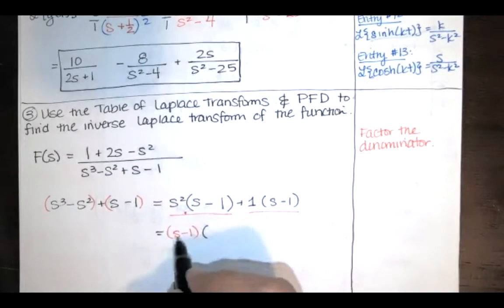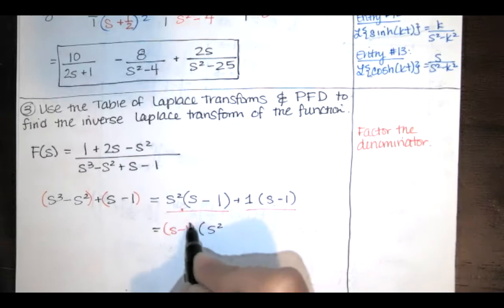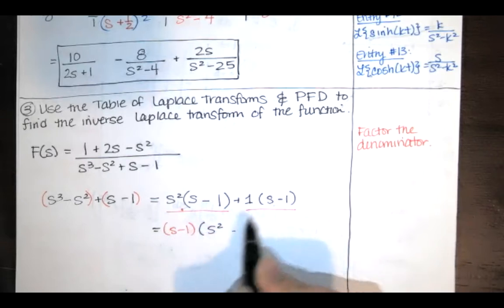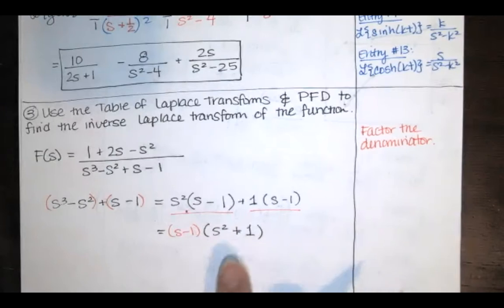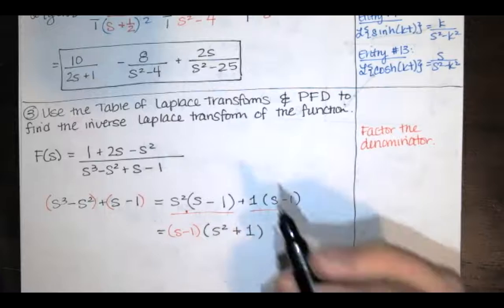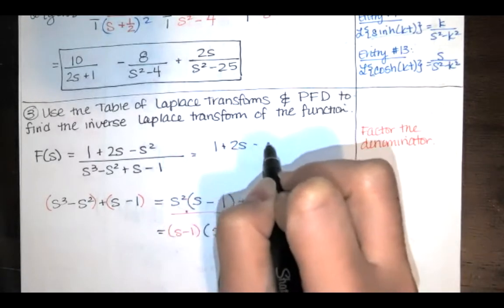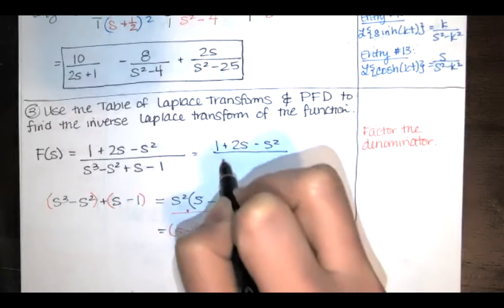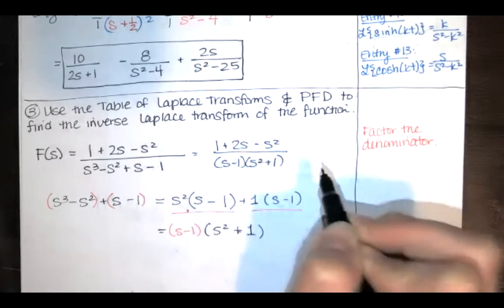And then you say to yourself, s minus 1 times what will give you this first group? Well, an s squared. And s minus 1 times what will give you the second one? Well, that's a plus 1. So you have s minus 1 times s squared plus 1 in that denominator, and s squared plus 1 is an irreducible quadratic. So this is our original fraction with our factored denominator.